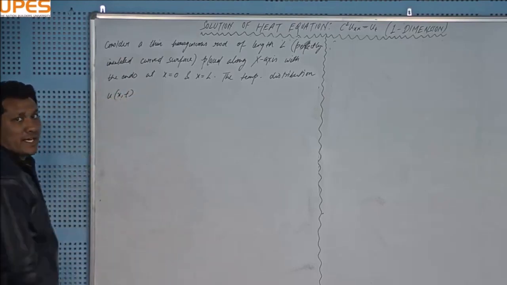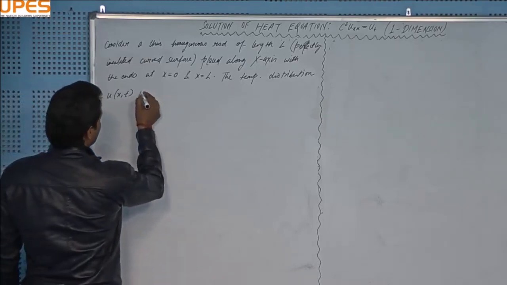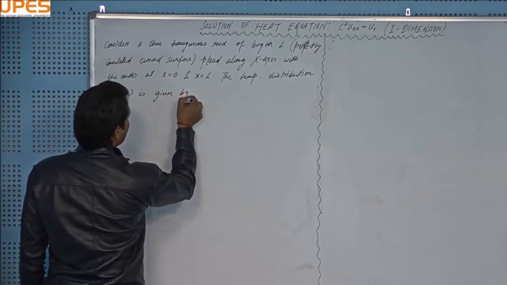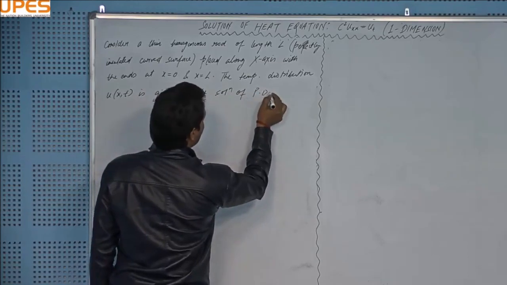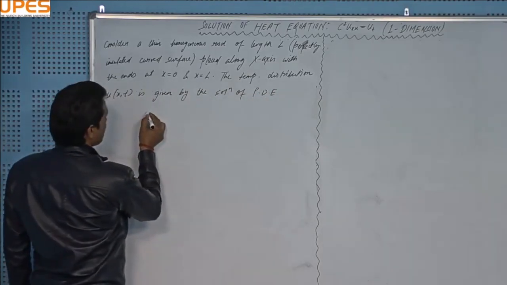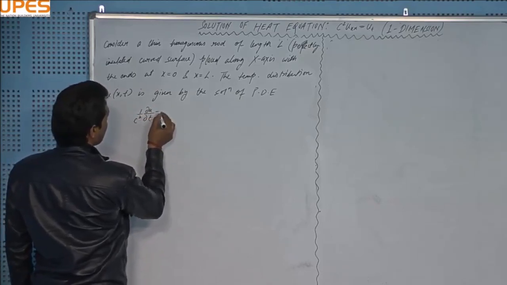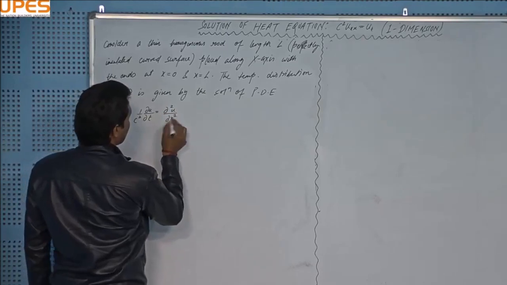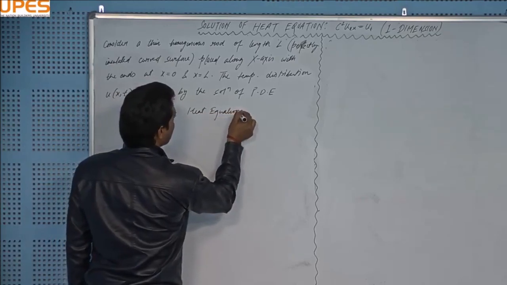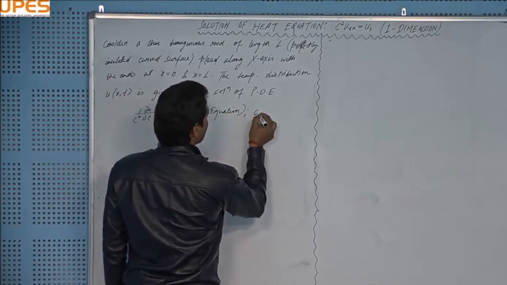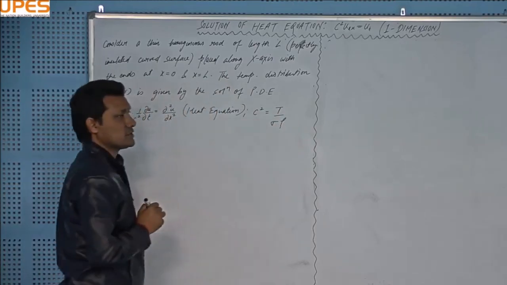x is the coordinate along the x axis, t is the time, and u is the temperature, right, given by the solution of the PDE, and that is 1 over c square del u over del t is equal to del square u over del x square, and this is called the heat equation, right? Heat equation or diffusion equation, and where c square is K over sigma rho.